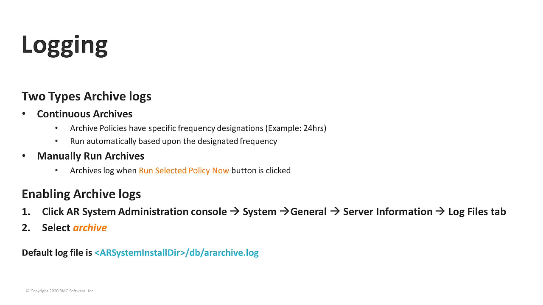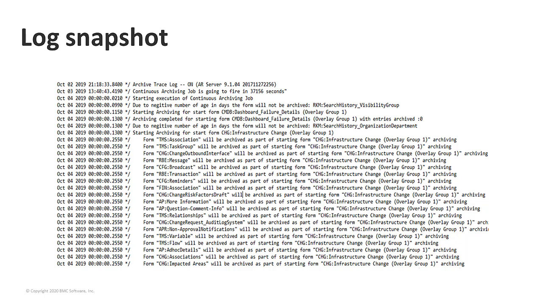So in order to enable the logs, you have to go to AR System Administration Console, System, General, Server Information, Log Files tab, and enable the AR archive logs. This is the snapshot of how the archive log looks in a 9104 environment. Here it will show that the continuous archiving is happening, which form is being archived, how many records it has archived, and also the associated form details.